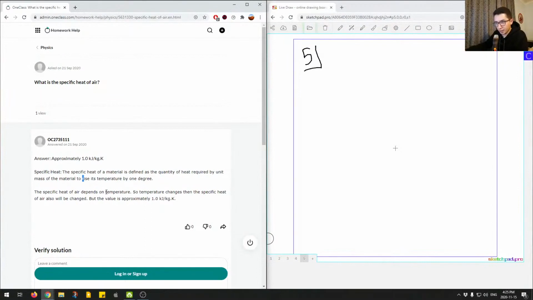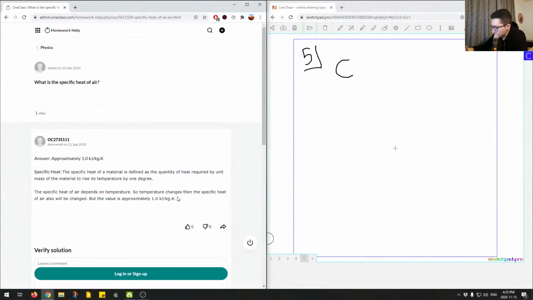The specific heat of air depends on temperature. So when temperature changes, the specific heat of air also will change. But the value is approximately this much. Often when we think about specific heat, it is represented by the constant C. All materials have a specific heat. So specific heat of air is just 1.